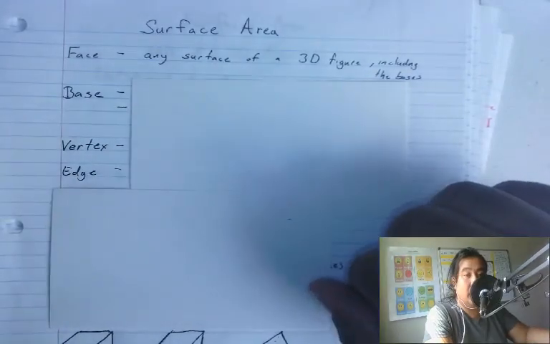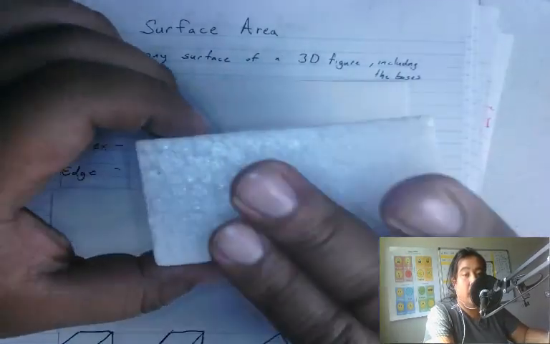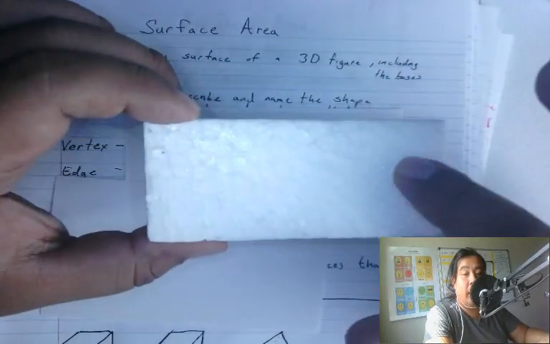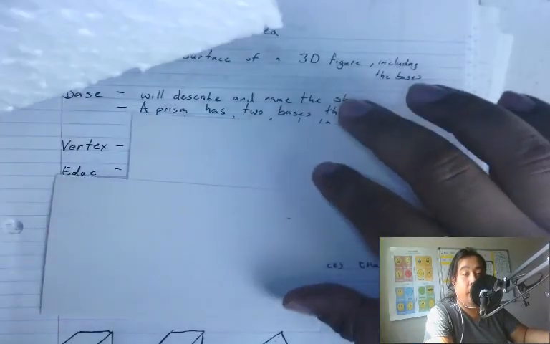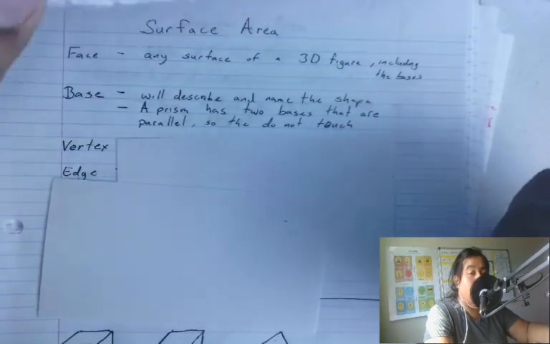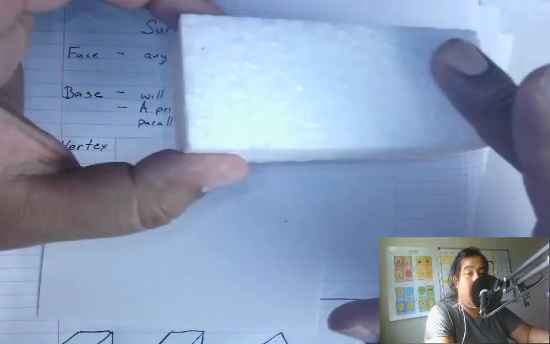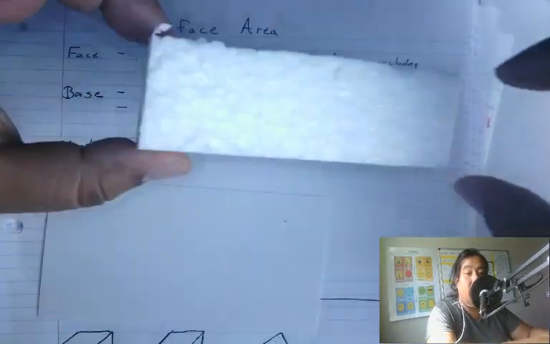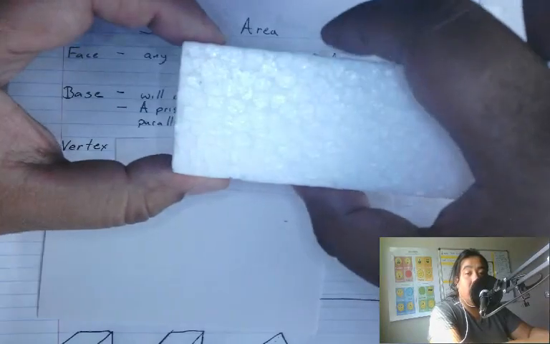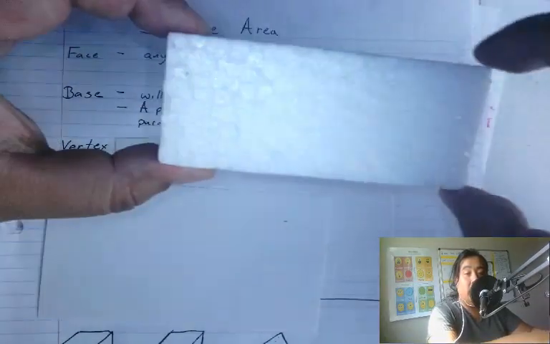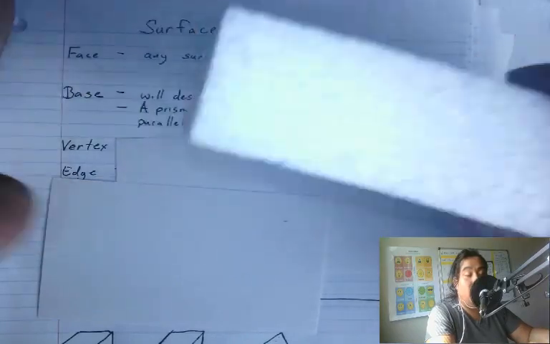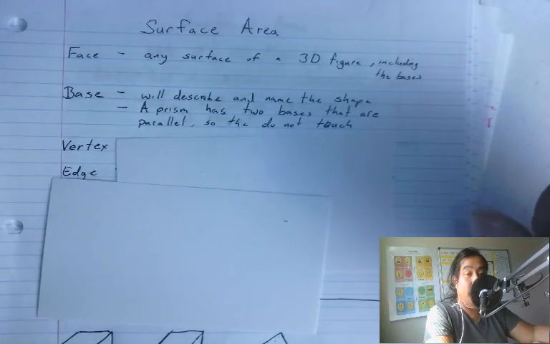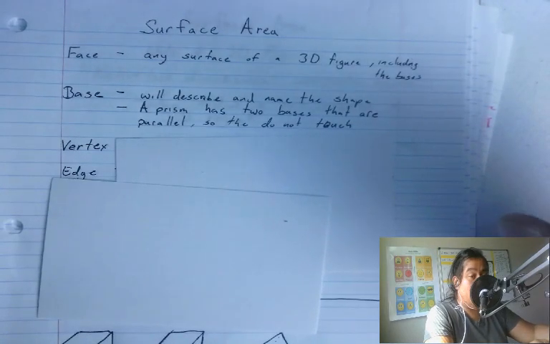Then we have our bases. So if I have a rectangular prism, the base is a rectangle. We'll describe and name that shape, so this would be a rectangular prism. A prism has two bases that are parallel, so they don't touch. If I were to draw a line from these two faces and they go on forever, they would never touch. They'd stay parallel forever.